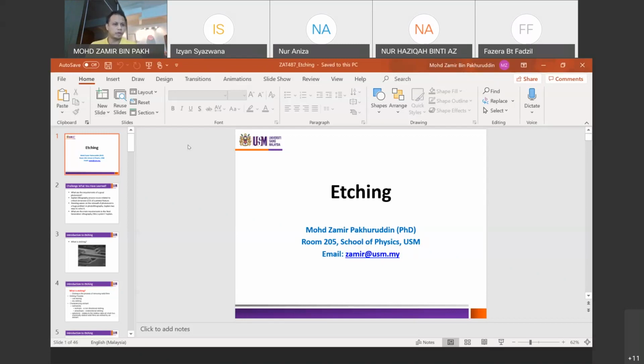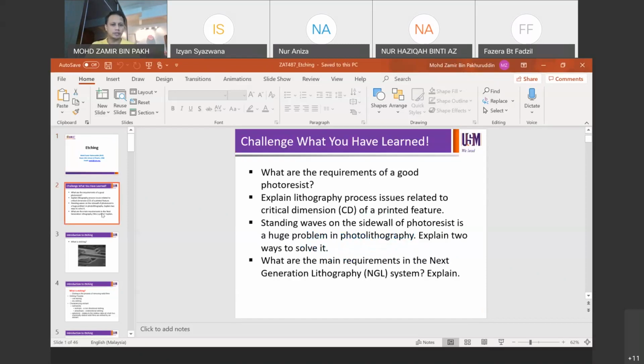So today we're gonna move to the next process, after quite a long part of the lithography process in the last few sessions. Now we're gonna look at the etching process. As usual, before we continue to the next topic, let's recap a few things from the previous topic. Okay, let's go to question number 1.